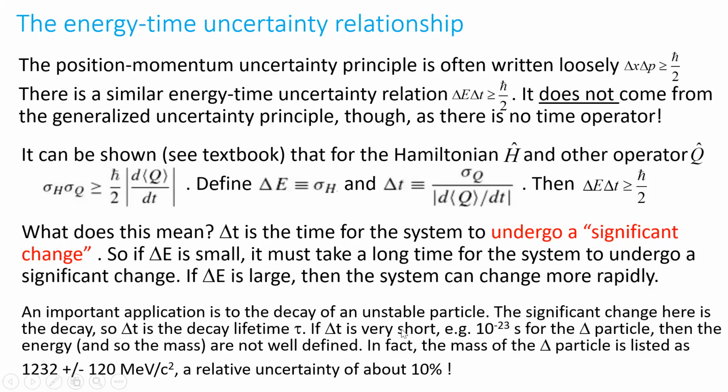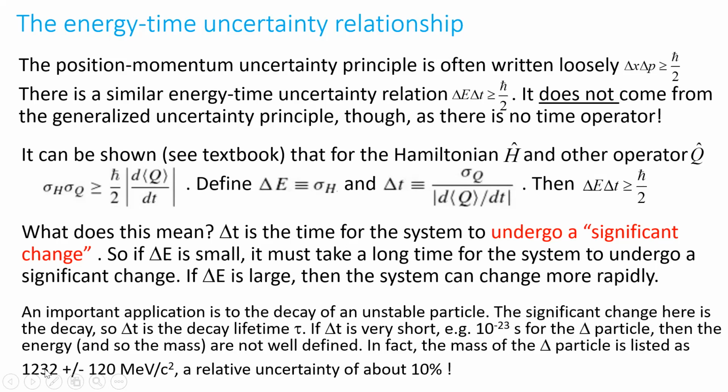Anyway, since delta T is so short, delta E would have to be fairly large to satisfy the energy time uncertainty relationship. So the energy has a spread delta E, and it's not well defined. And then since mass, as you know from modern physics, is related to energy, the mass of the delta particle is not well defined. So when the mass is listed in a table, it's given as 1232 plus or minus 120 MeV over c squared.